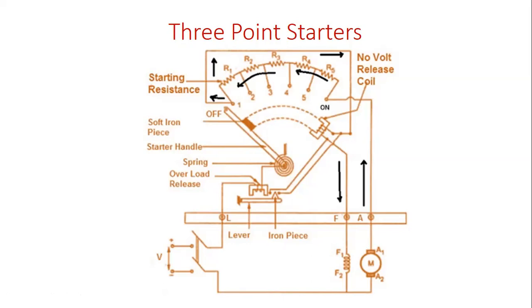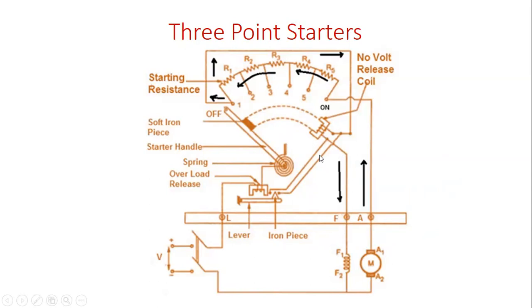Now the next one is the 4-point starter. If there is any drawback in the 3-point starter, only then we go for the 4-point starter. So what is the drawback in the 3-point starter? If we look deeply, we can see that this field coil is connected in series with the no voltage release coil.